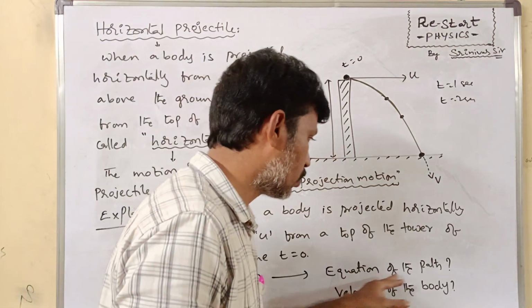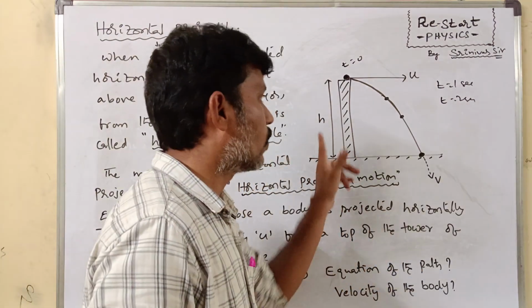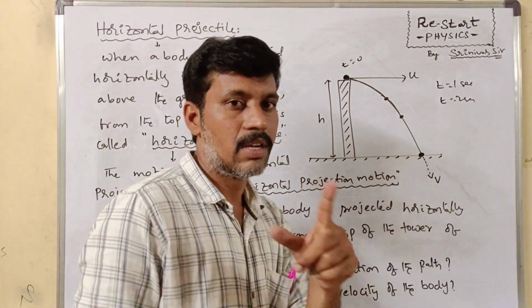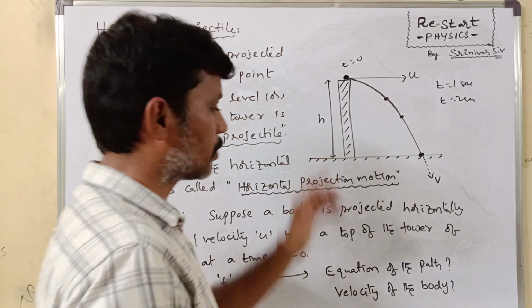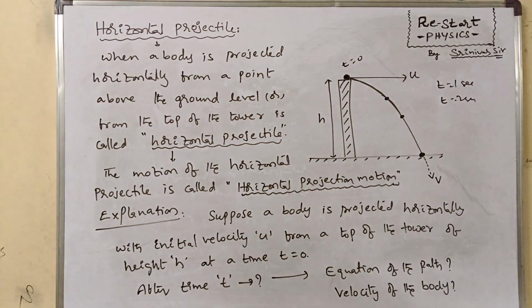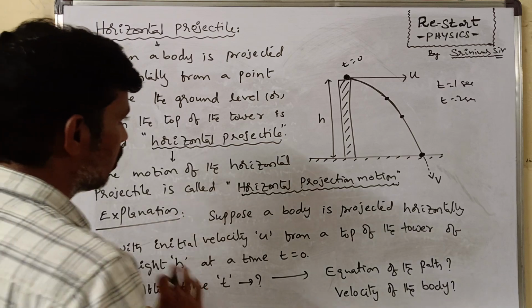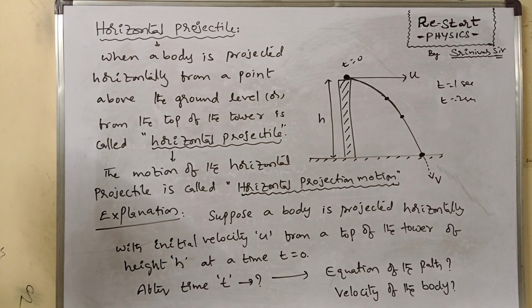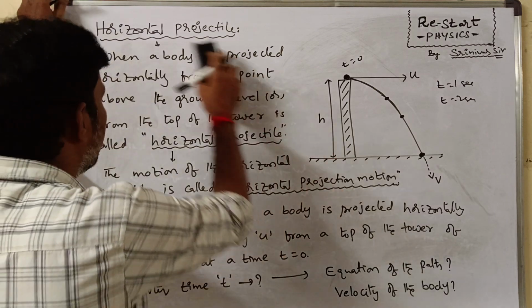We have to discuss about the equation of the path. What is the path equation, or what is the equation for the trajectory? Here path means a trajectory in case of projectile. Clear? Right? Check it. Okay, ready? Okay, done. Next.